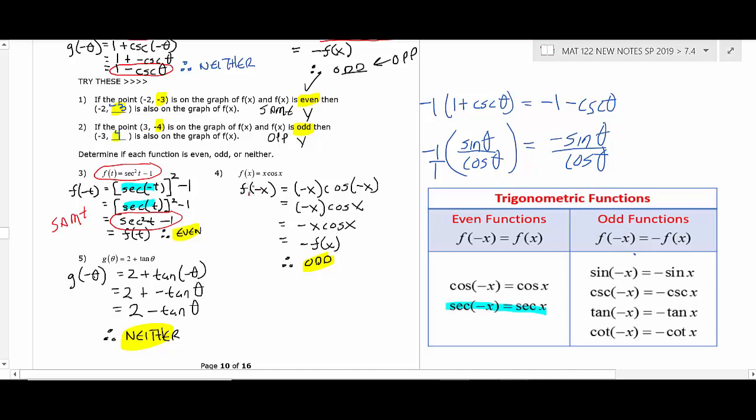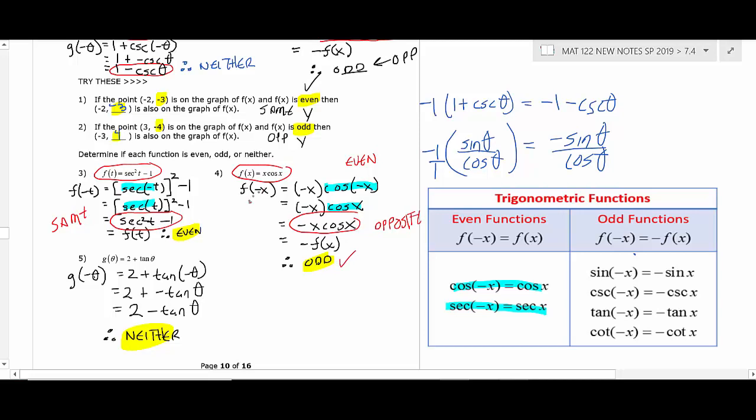And then the next one, again, you start this way. f of -x: replace the first x with -x and the second x with -x. Cosine is an even function, so the key was to replace cosine -x with cosine x. By doing that, you end up in the next step with just -x cosine x. If you compare the original with the final, they are opposites. Since they're opposite, it's an odd function.